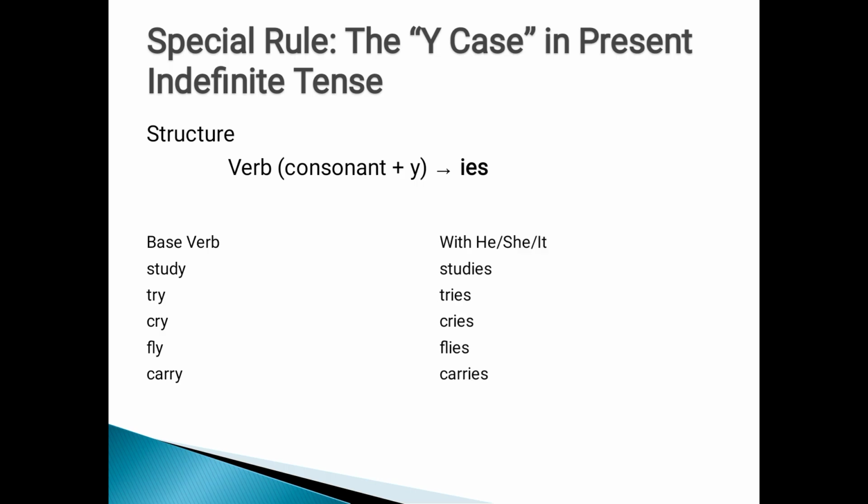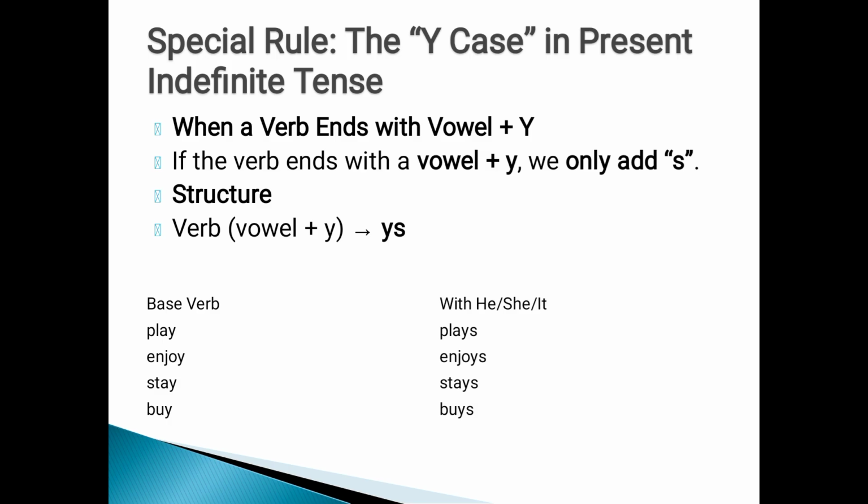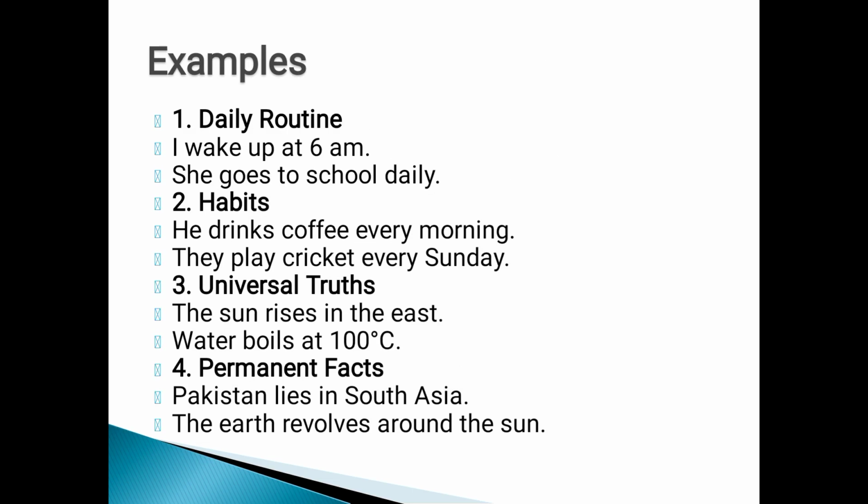Now we're gonna move towards the next situation. When a verb ends with vowel plus Y, we only add s, like play into plays, enjoy into enjoys, stay into stays, buy into buys.